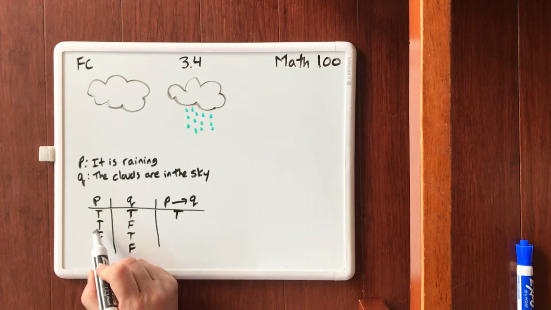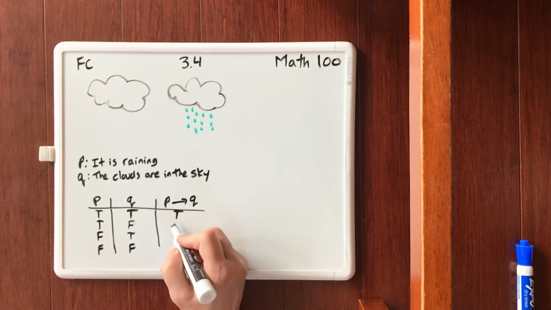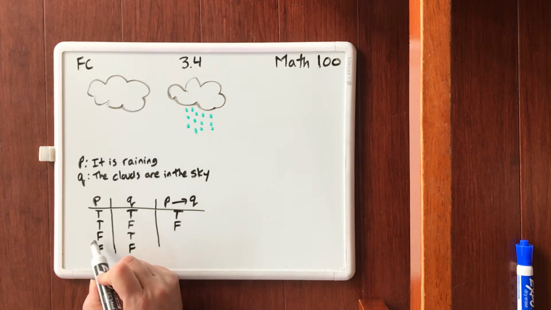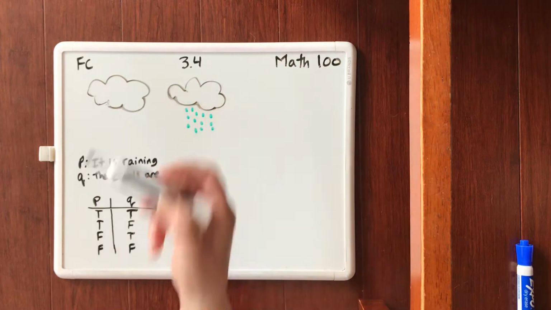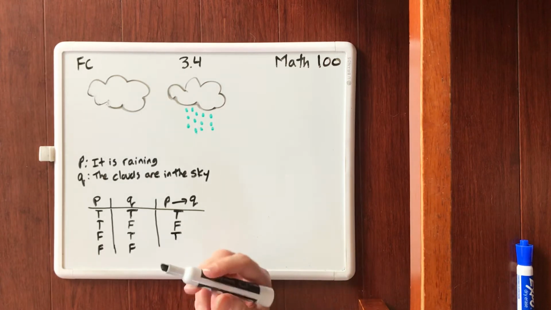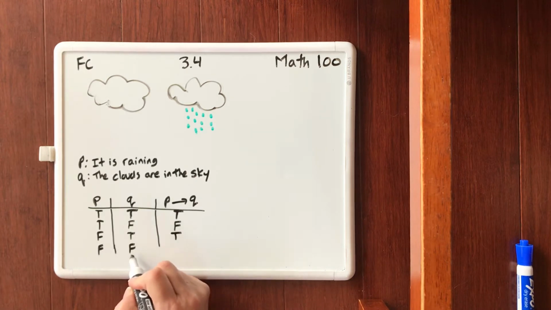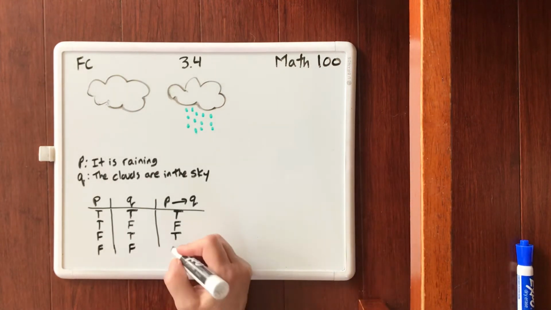If it is raining, the clouds are not in the sky. Well, that's impossible, it can't rain without clouds, so that's false. If it is not raining, the clouds are in the sky. Well, it is possible to have a cloud in the sky and it not rain, so that's a true statement. If it is not raining, the clouds are not in the sky. Well, that's true too. It's not raining and there are no clouds, so that's true.